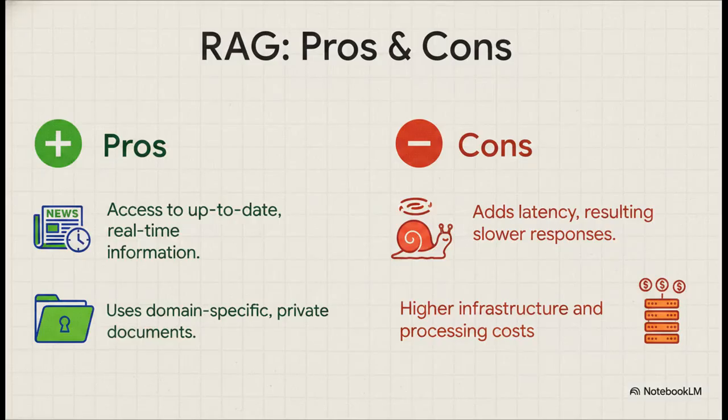But like with anything good, there's a trade-off. The huge win is getting access to real-time, domain-specific information. It's perfect for up-to-the-minute facts. The downside? That whole retrieval step takes time, so it adds latency, making responses a bit slower. And it does require some extra plumbing, like vector databases, which can add to the cost.